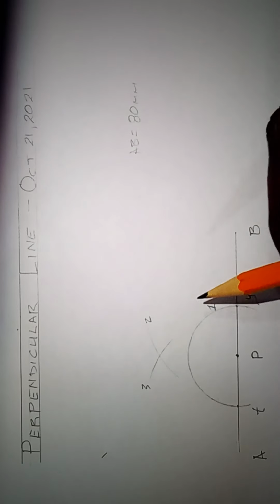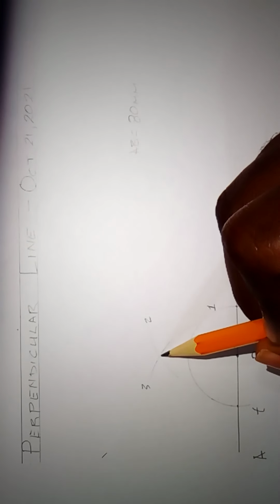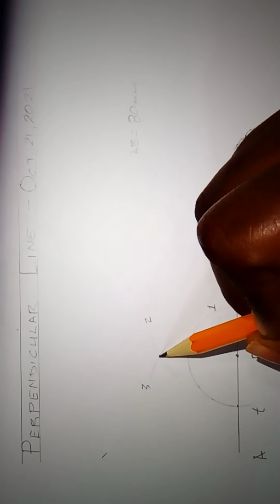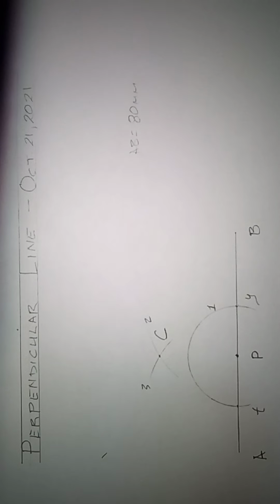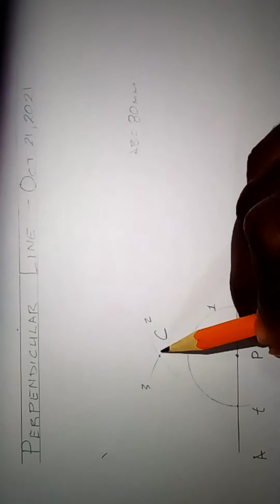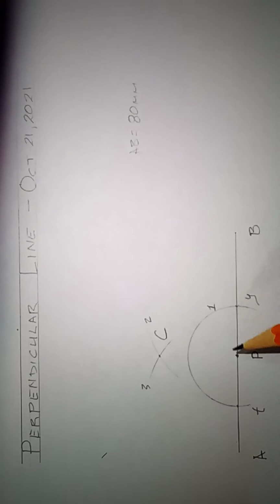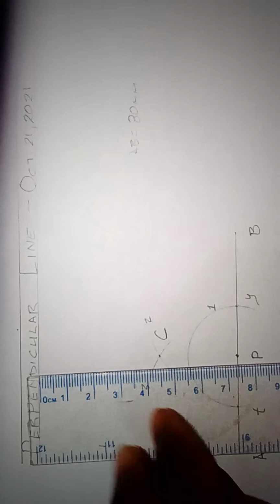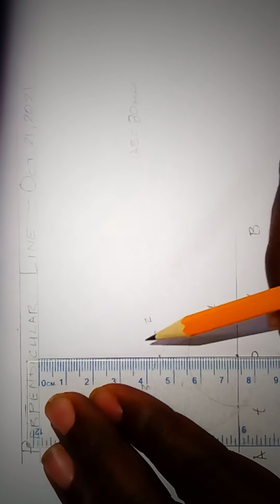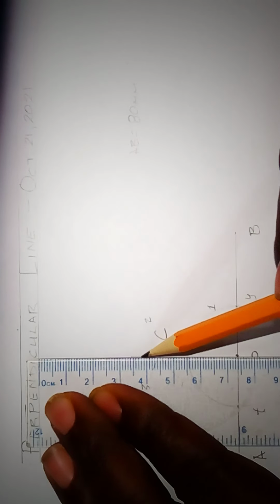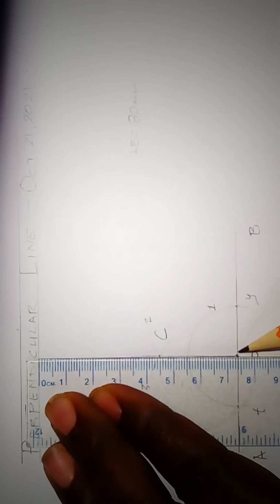Now, dear friends, where arcs numbers 3 and 2 cross each other, right here, we are going to call that point C, big C. Our work is almost finished. We now need to join point C to P with a straight line. And remember, it's a straight edge that produces straight lines. So you get a straight edge and draw our line from C to P, just like that.